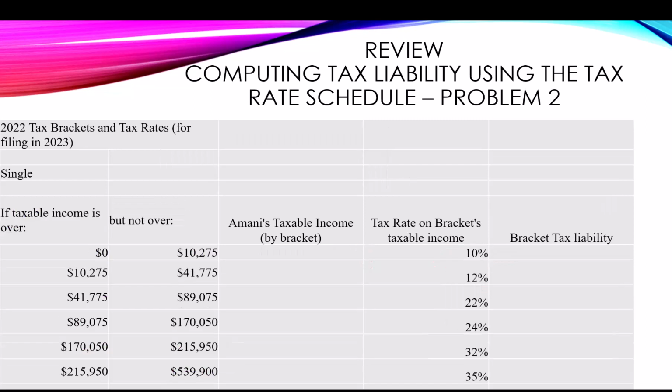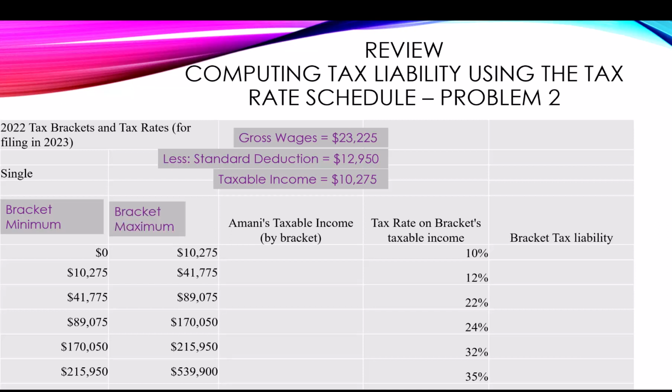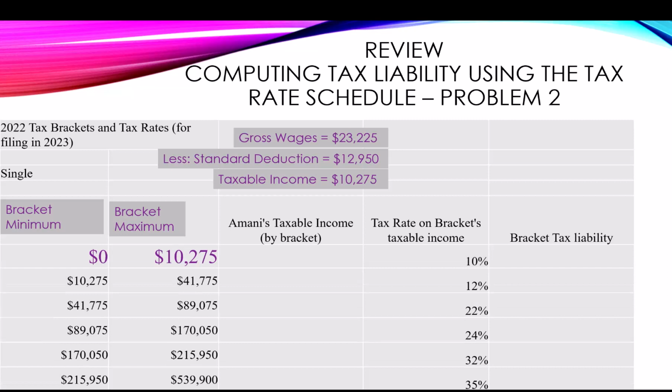Before we jump into Excel, let's do a couple more problems so that we make sure that we fully understand how to utilize the tax rate schedule. In this case, let's look at gross wages of $23,225. When we subtract our standard deduction, we find that the taxable income in this case would be $10,275. Again, we're going to compare that against the bracket minimum and bracket maximum, and we find that the $10,275 is still on the first row.